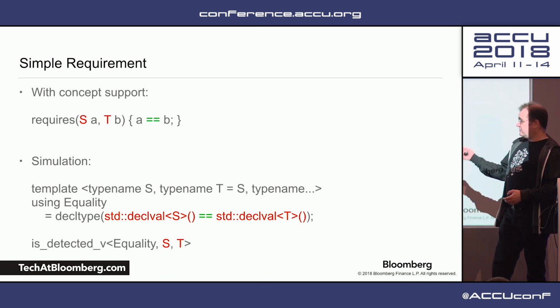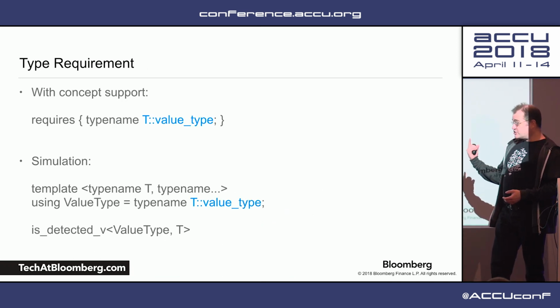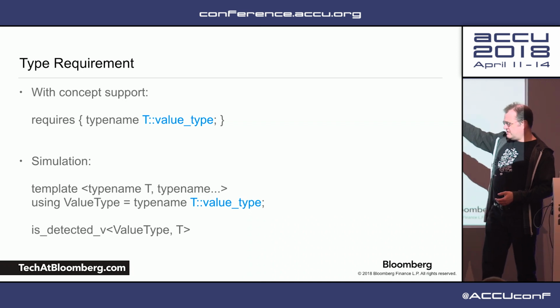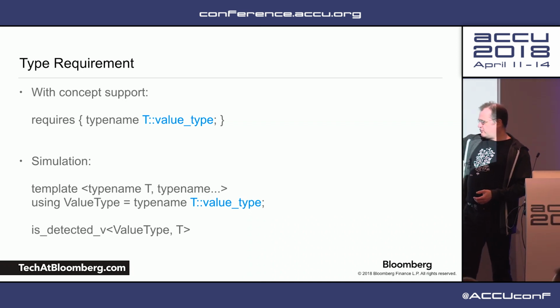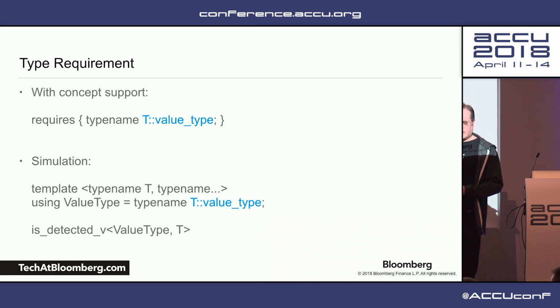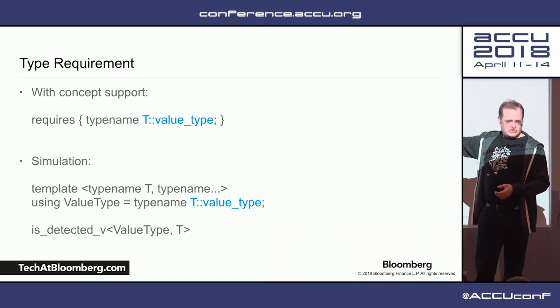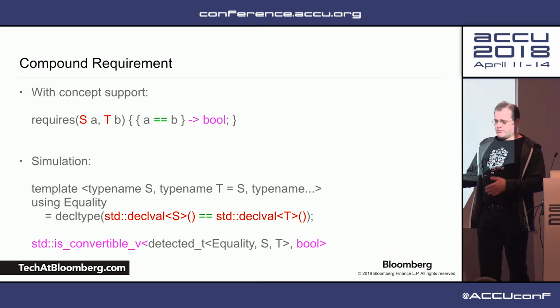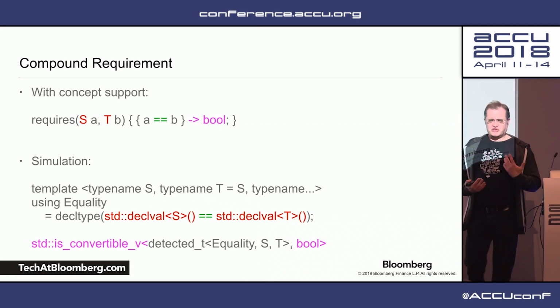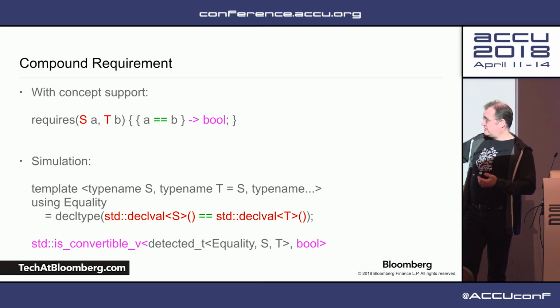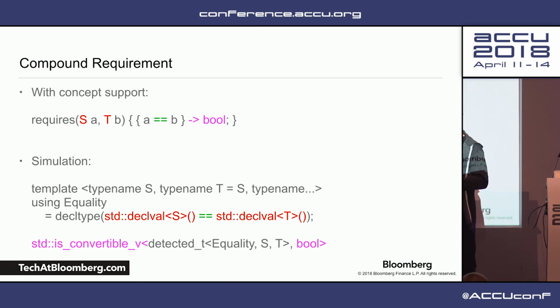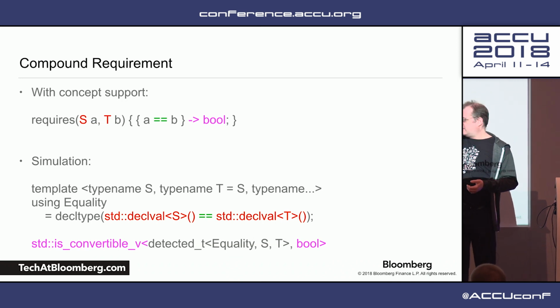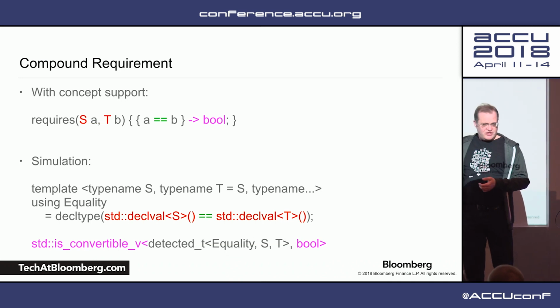Okay, so this is a simple requirement. And type requirement, we don't really need much of that anyway, but we could write it as isDetected V, and we just write the type there. That just readily works. What's slightly more interesting is a compound requirement. There are multiple variations of that. If you basically have the simple version where you specify the type, you would simulate it by using isConvertible V with the detected type of T.